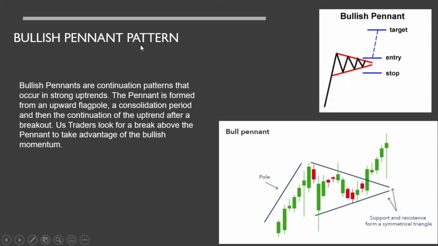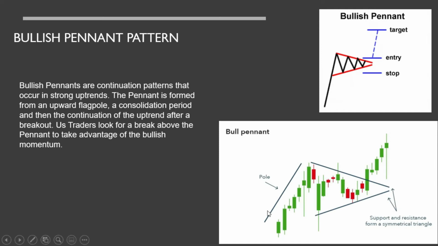So now the bullish pennants that I keep talking about, right? Bullish pennant pattern. The bullish pennants are continuation patterns that occur in strong uptrends. The pennant is formed from an upward flagpole, a consolidation period, and then the continuation of the uptrend after a breakout. Us traders look for a break above the pennant to take advantage of the bullish momentum, right?